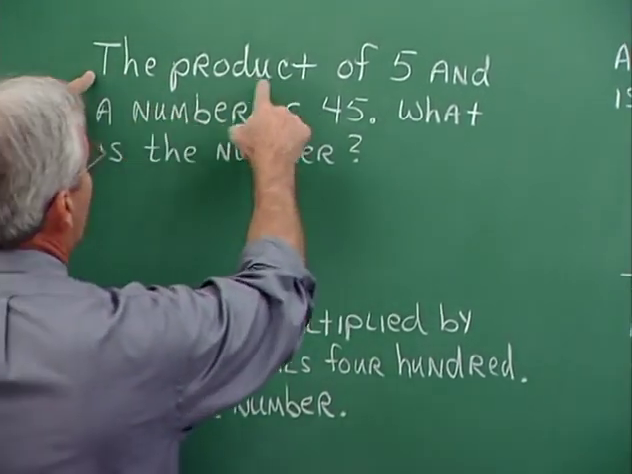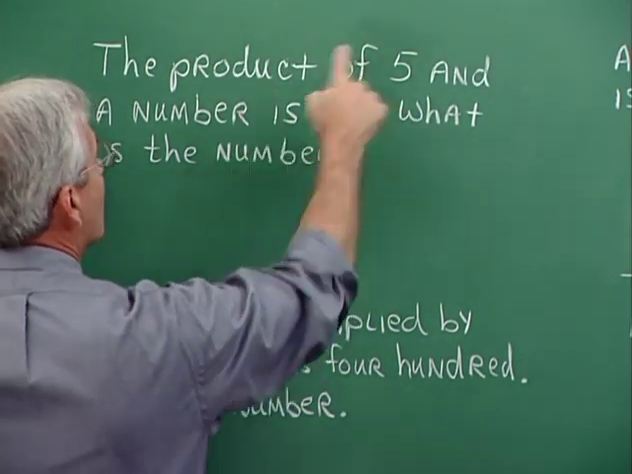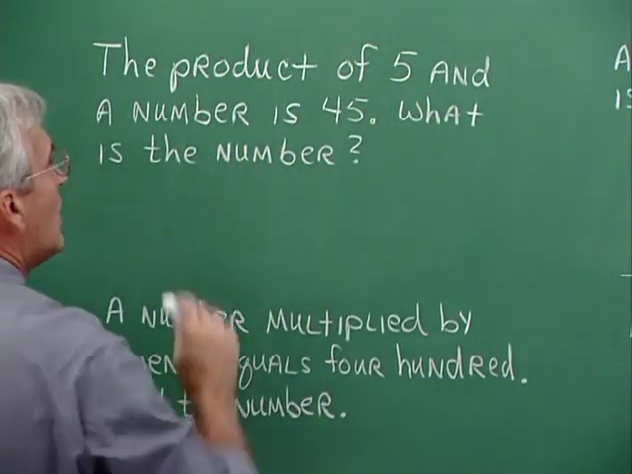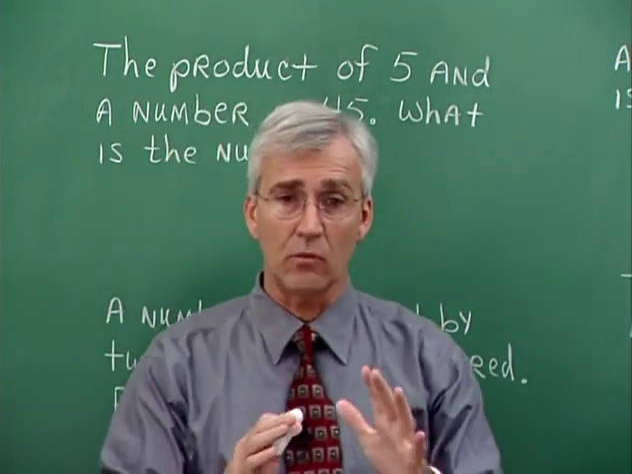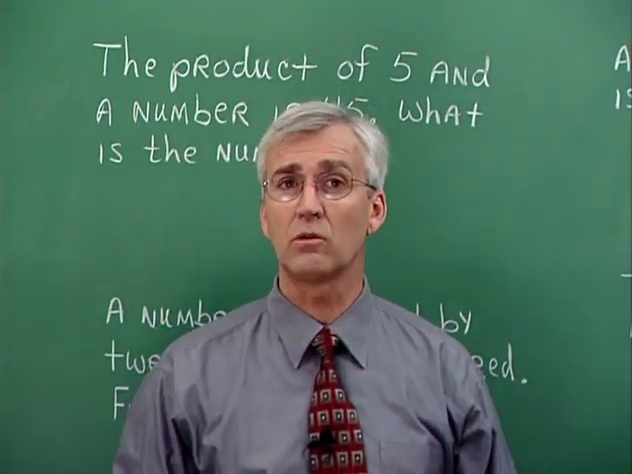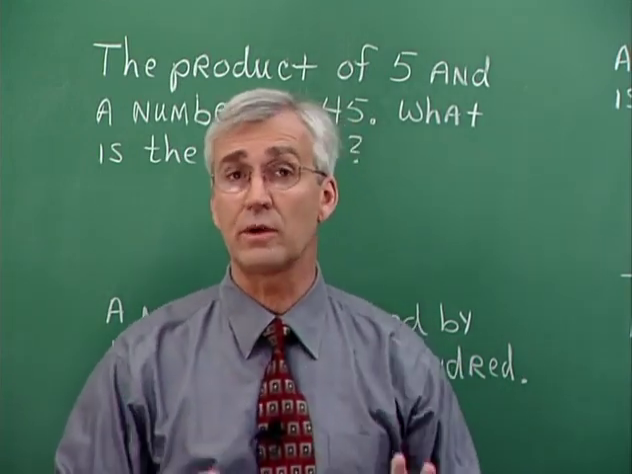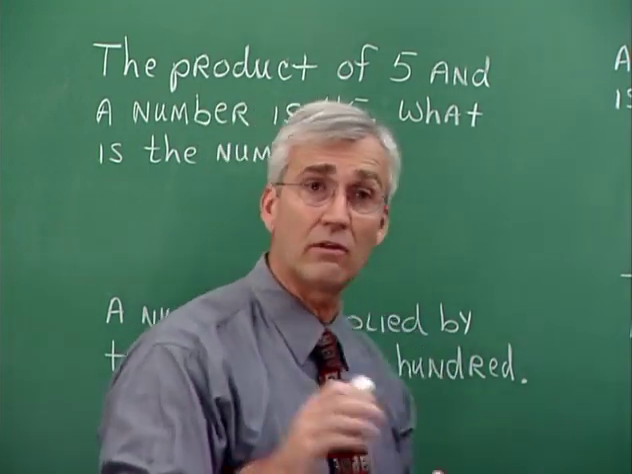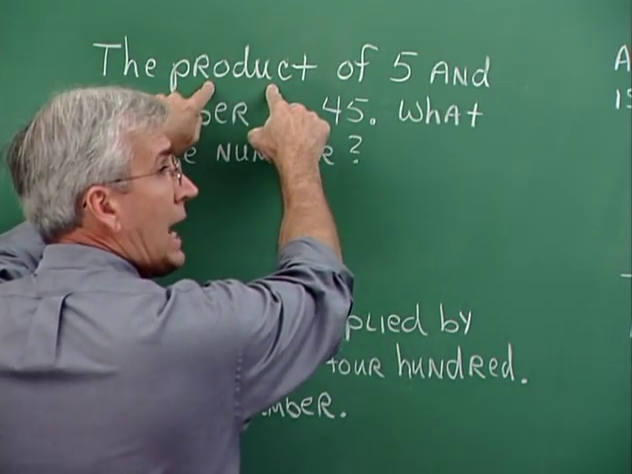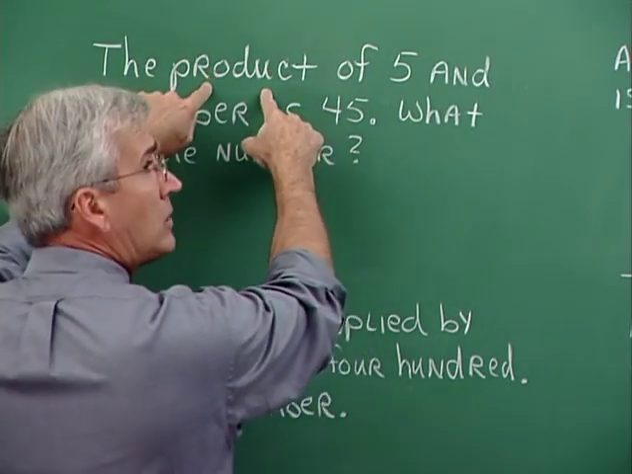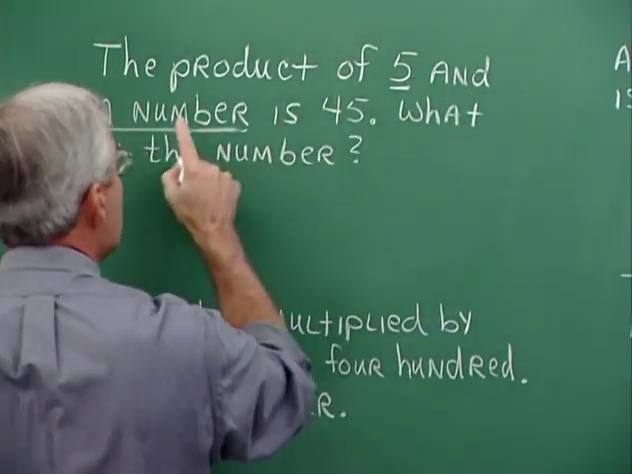This says the product of 5 and a number is 45. The product of 5 and a number. Now, when we begin to build an equation to solve word problems like this, we are interpreting the words that we see in the word problem. As we encounter situations that we understand, we might begin to write things down. For example, when we see the word product, we know that this is the answer in a multiplication problem. And we can then identify the items being multiplied. The product of 5 and a number means 5 times a number.